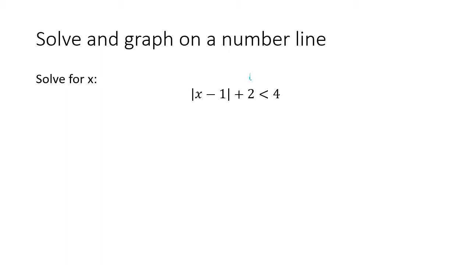This plus 2 does, though. So the very first step would be to get the absolute value by itself. So we have the absolute value of x minus 1 is less than 2, right? Because 4 minus 2, subtract 2 from both sides. At this point, we're going to do the two different inequalities. We're going to say we have either x minus 1 is less than 2, or -1, the exact opposite of what's in here. And you can choose to kind of skip this step, but it's good to keep it.